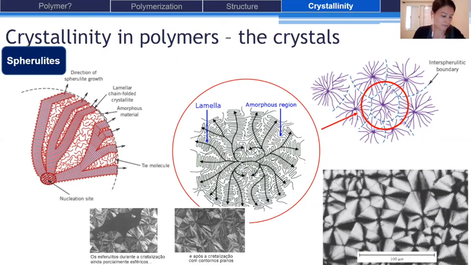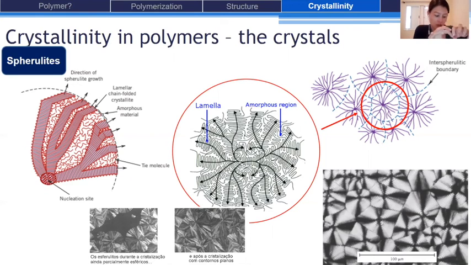And so thinking about the growing of these spherulites, it starts from the center and it goes to the external part of these spherical structures. And so it will continue to grow up to a point that it meets another spherulite that is growing on the side.